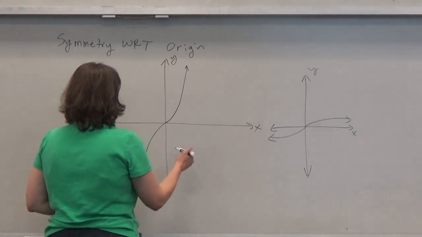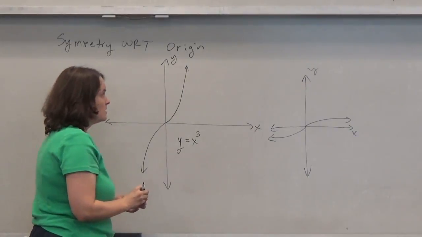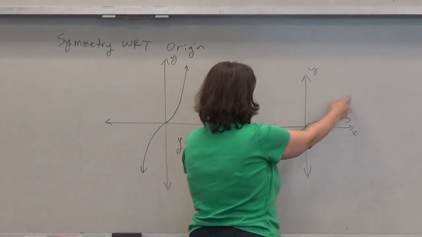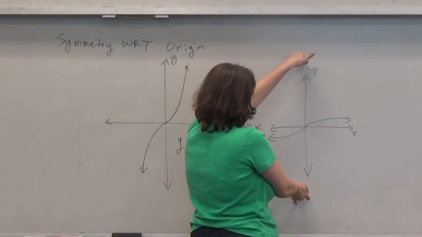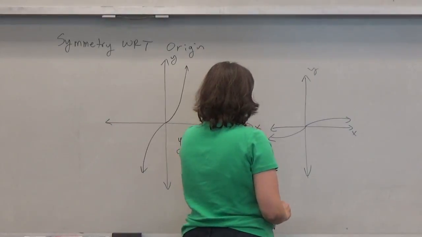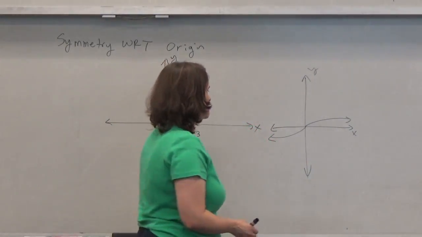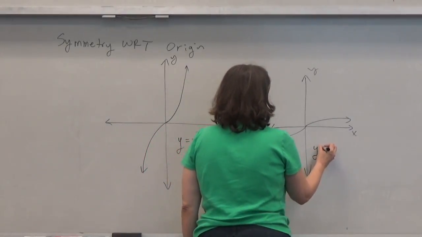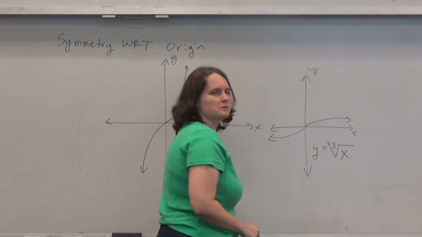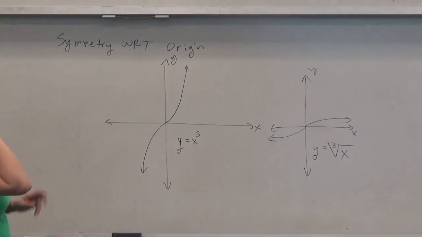This is y equals x cubed. And then this one over here, same idea. If you take this entire picture and you rotate it, so you turn it upside down, you get the same picture back that you started with. This one we've not worked with much at this point, but this is y equals the cube root of x. But it is one that you are responsible for being able to recognize. Both of these have symmetry with respect to the origin.